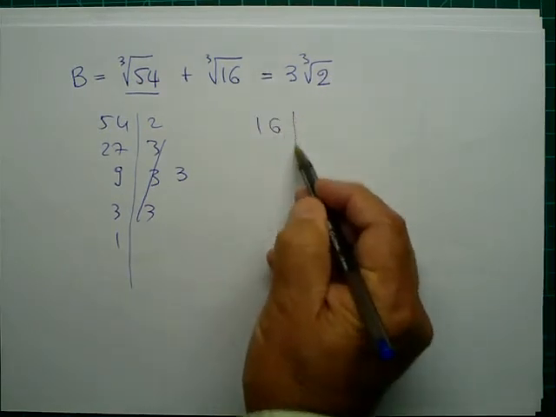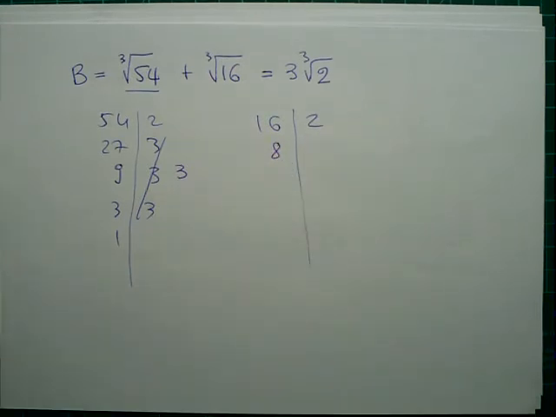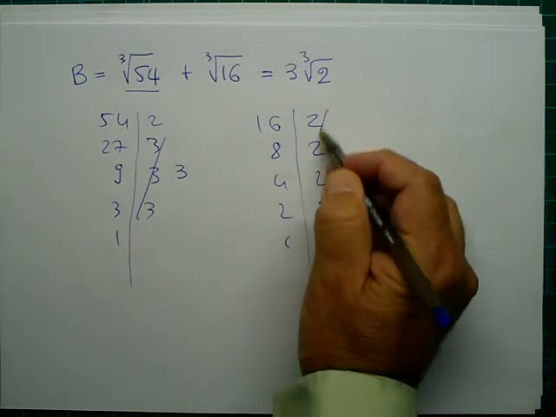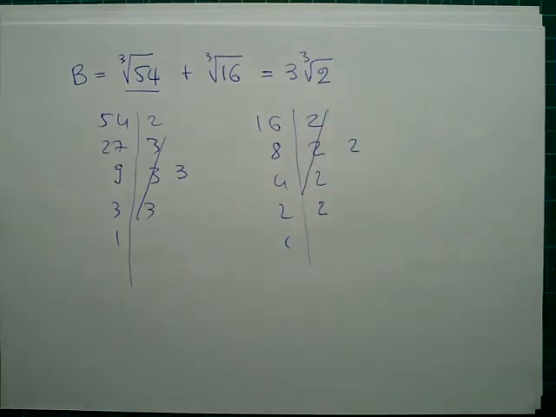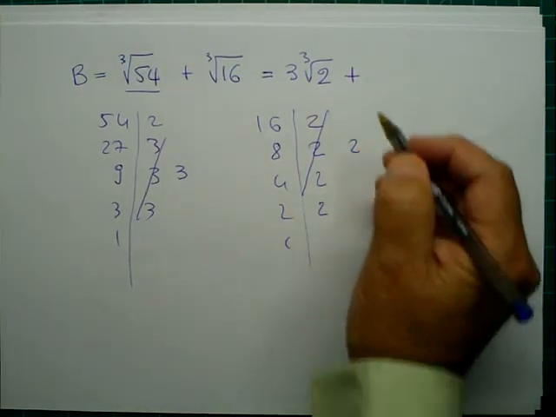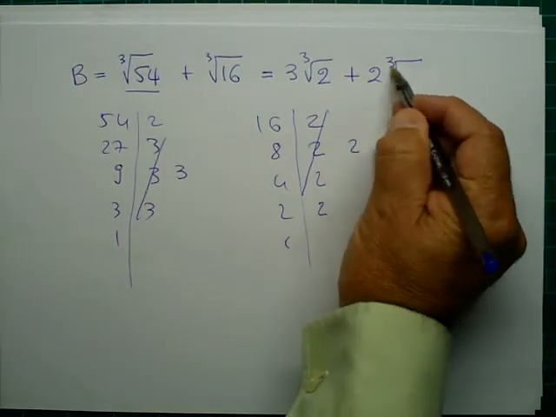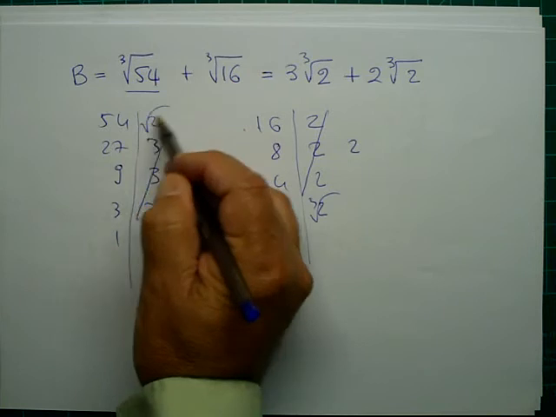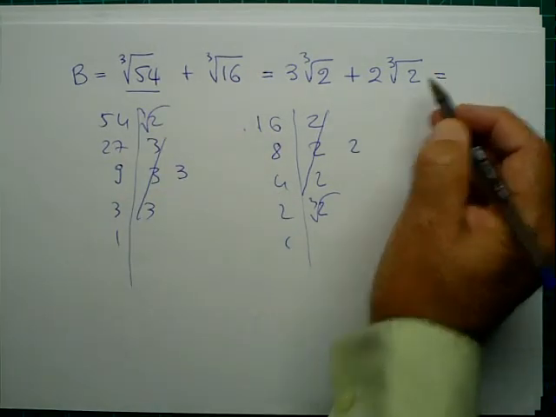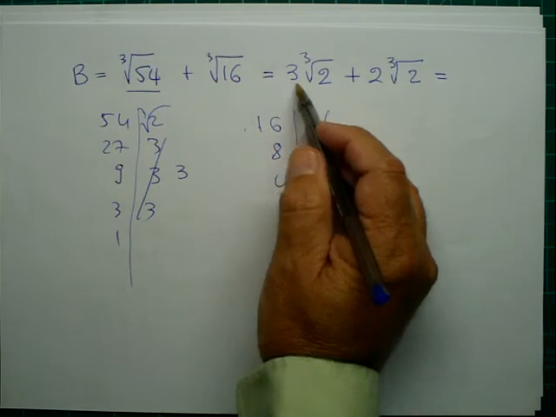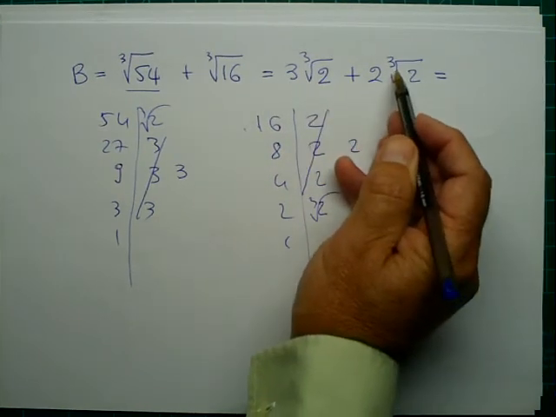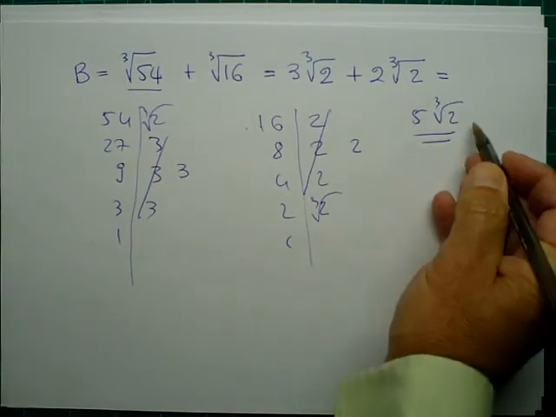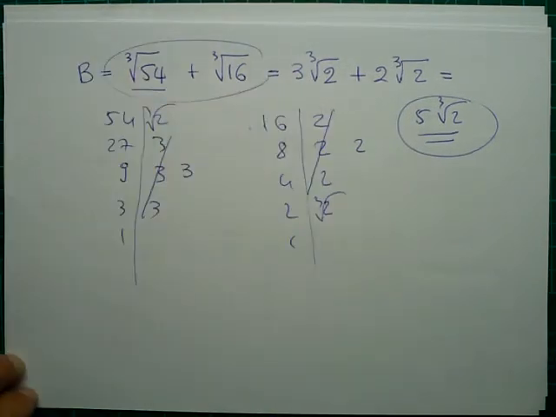And we can take also 16. By 2 it is 8. By 2 it is 4. By 2, 2, and by 2, 1. So these 3 eliminate and give 2. So we can write 2 times the cubic root of 2. This is the cubic root of 16, and the cubic root left here. So what we have here is 3 times the cubic root of 2 plus 2 times the cubic root of 2, which is 5 times the cubic root of number 2, which is much simpler than this one.